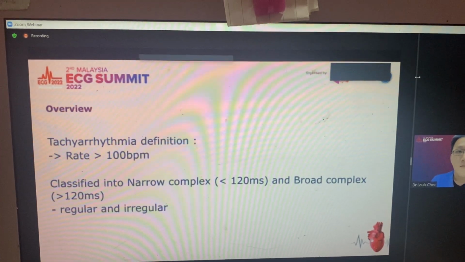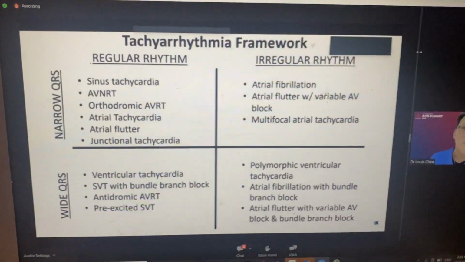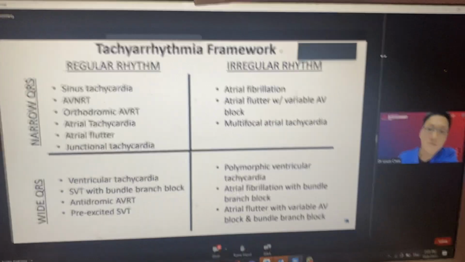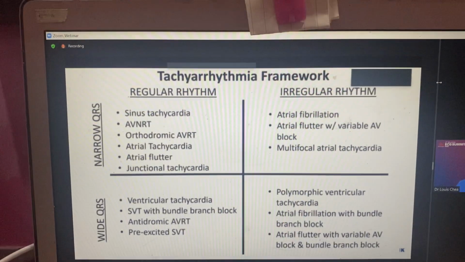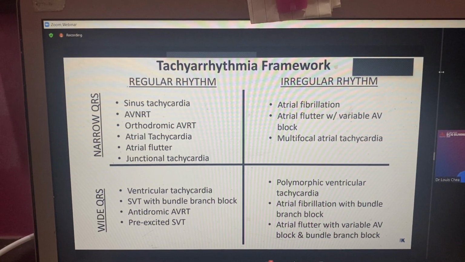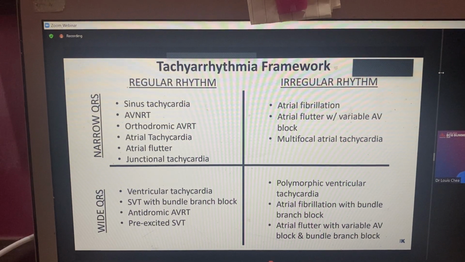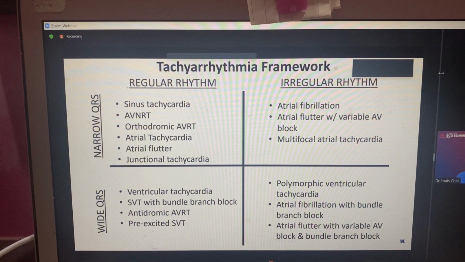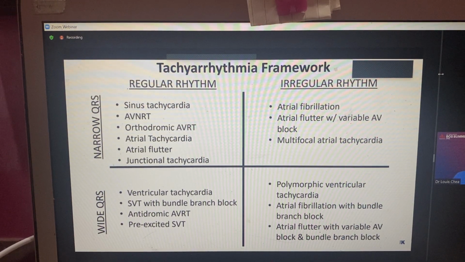And so we have our tachyarrhythmia framework here. This is just a major overview of what we're going to talk about today. Generally, we have both wide and narrow complex, where the wide complex will be covered by the next speaker. And of course, we have our narrow complex regular and narrow complex irregular rhythm.